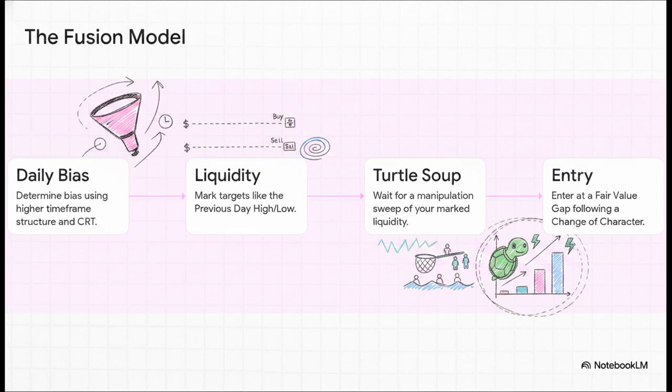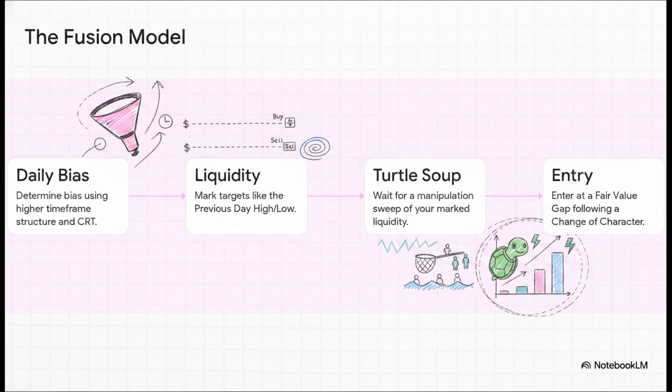Well, here is how you turn hundreds of pages of complex theory into a super simple 4-step fusion checklist. Step 1, you determine your daily bias using higher time frame structure. Step 2, you mark your liquidity targets, things like the previous day's high or low. Step 3, you patiently wait for that turtle soup manipulation. You're literally waiting for the market to sweep that level and trap the early traders.